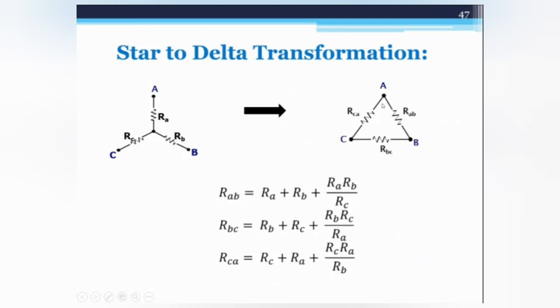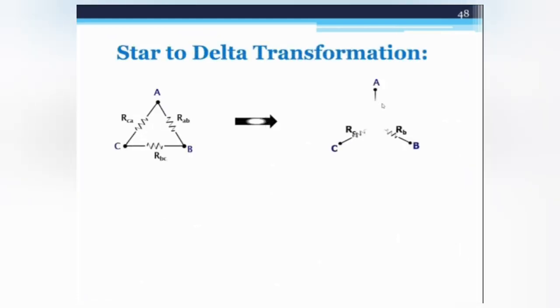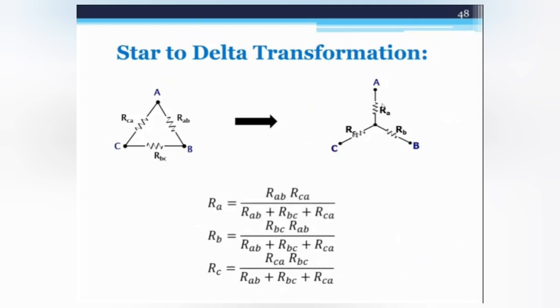Remember these things. In the next slide, we learn about delta to star. Means in your circuit, delta is given. If you want to convert that delta into the star form, then the values of RAB, RBC and RCA are given. You have to find the values of RA, RB and RC, right? So RA equal to RAB into RCA divided by RAB plus RBC plus RCA. RB equal to RBC into RAB divided by RAB plus RBC plus RCA. Similarly, RC equal to RCA into RBC divided by RAB plus RBC plus RCA. Right? So this is the delta to star form.